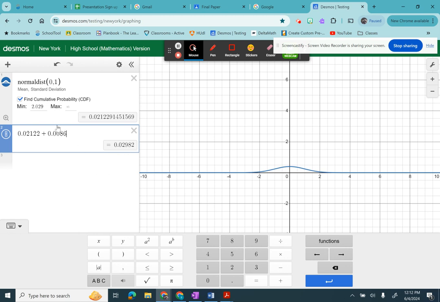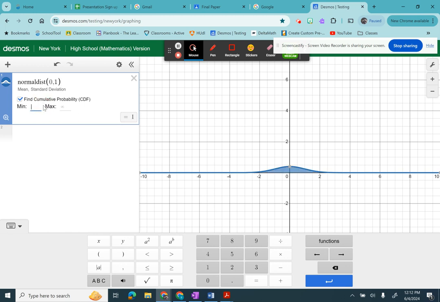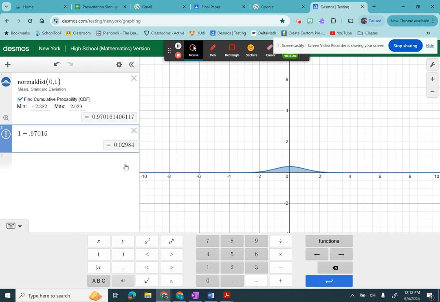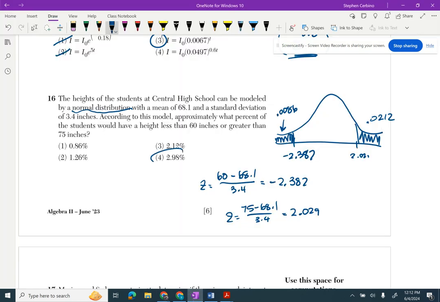Now, the other way that we could have done this, which I like better, would have been to make the shaded area in between and then just subtract it from 1. I don't think you would have done it that way, but it's a little bit easier. So if we do negative 2.382 as the bottom number, and let's type it in right this time, 2.029 as the top number, this is the chance of it not being what we want. So if I subtract 1 minus 0.9702, you'll see we have that same percentage of 2.98%. So we wind up getting choice 4 there.